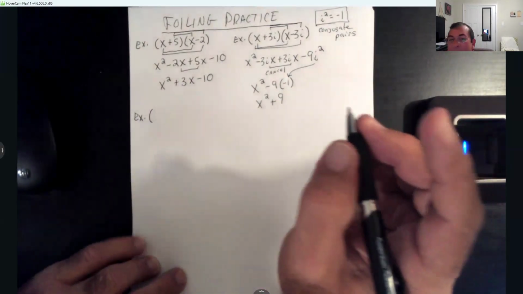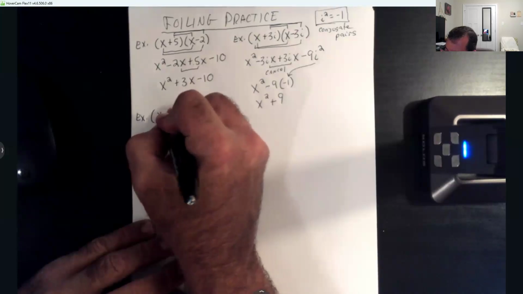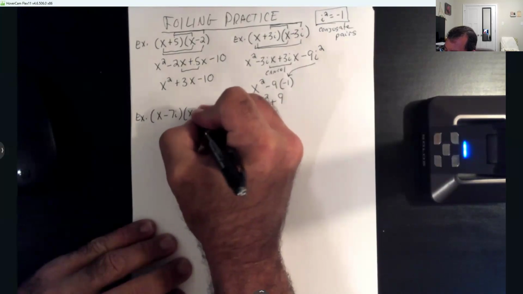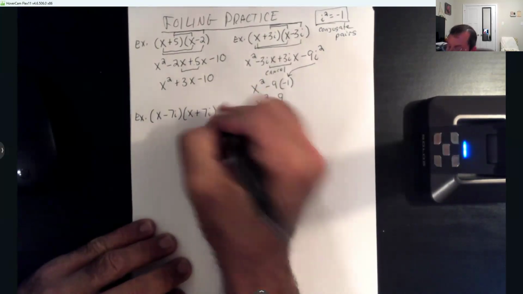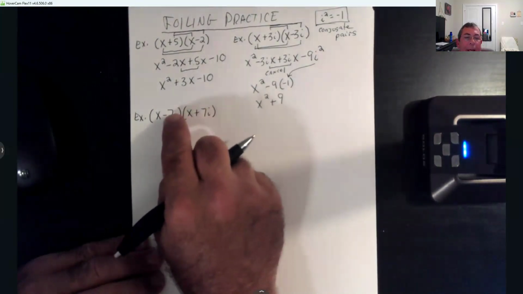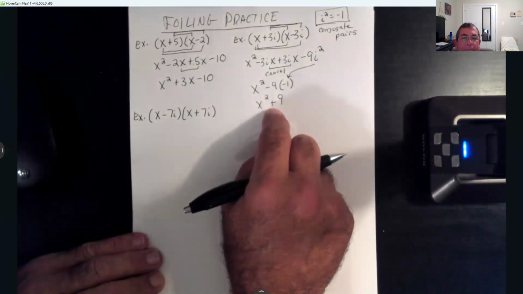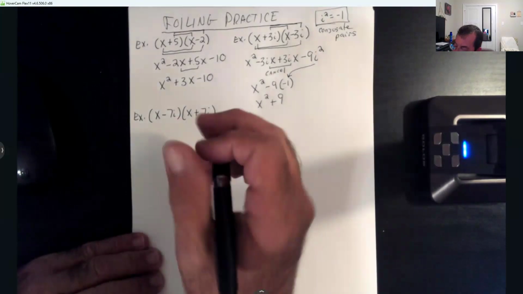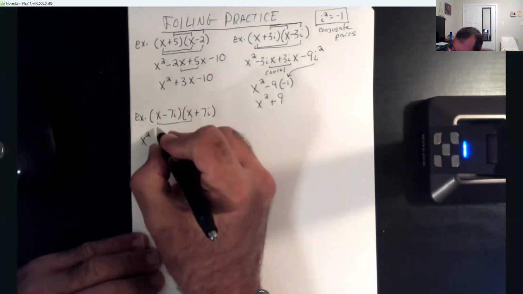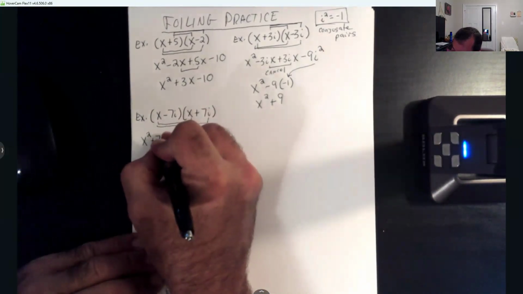And y'all, I'm going to do another one of these just so y'all see these patterns. Let's do something like x minus 7i and x plus 7i. I want y'all to see how these work every time. And since these are imaginary numbers, they're going to end up positive, okay? All right, y'all, so here we go. X times x is x squared. X times 7i is a 7ix.